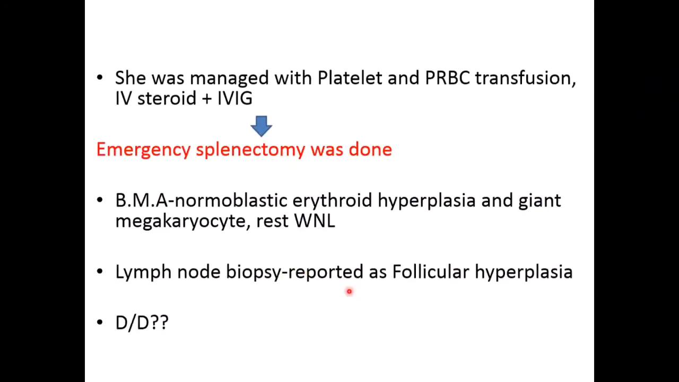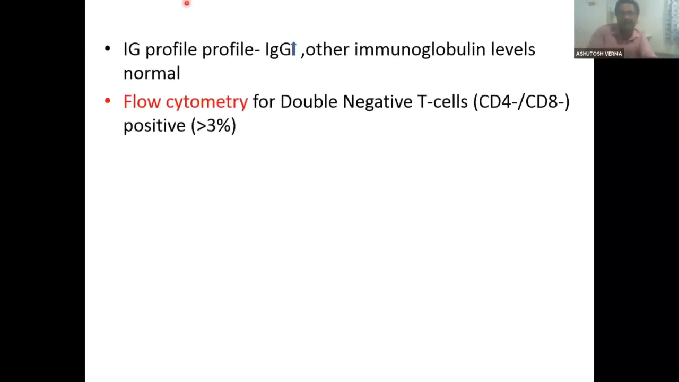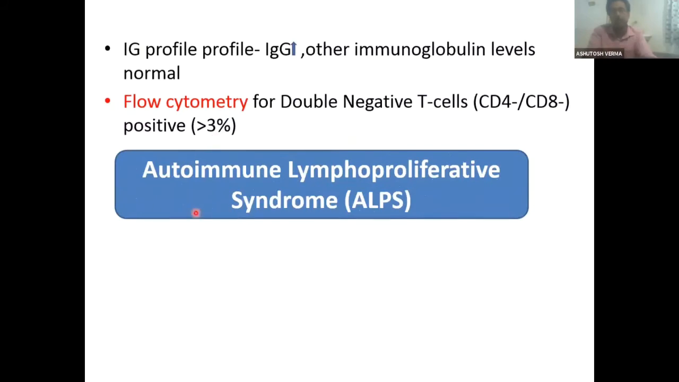So what are your differential diagnoses at this time? Is it Evans syndrome, anemia, thrombocytopenia, DAT positive? Yes, if it is Evans syndrome, then secondary to what? It could be because of immunodeficiency, it could be because of ALPS. So we did an immunoglobulin profile. It showed increased IgG levels and others were normal. And the flow cytometry was suggestive of double negative T cells positive, that is more than 3%. So a diagnosis of autoimmune lymphoproliferative syndrome was made.